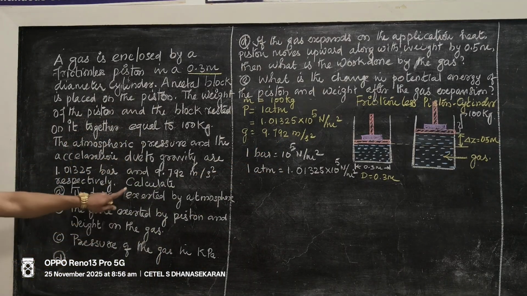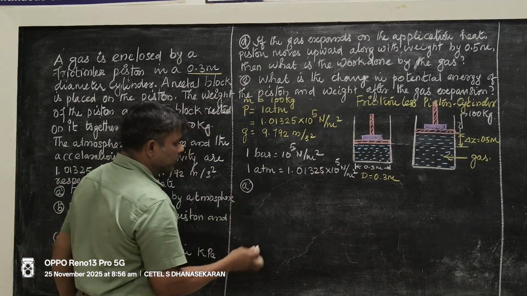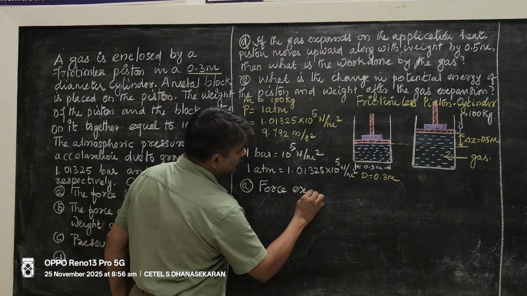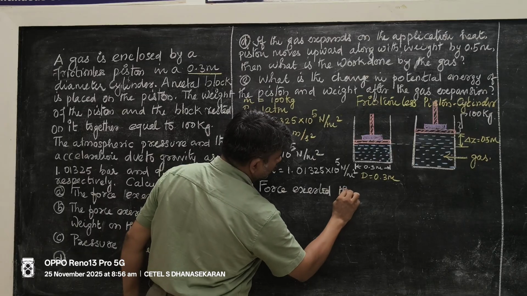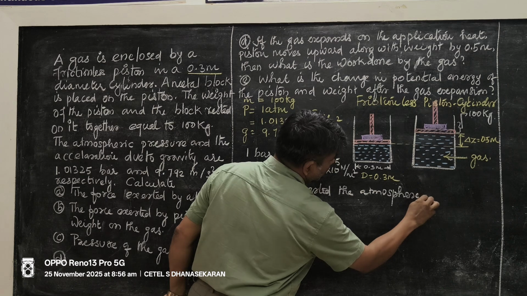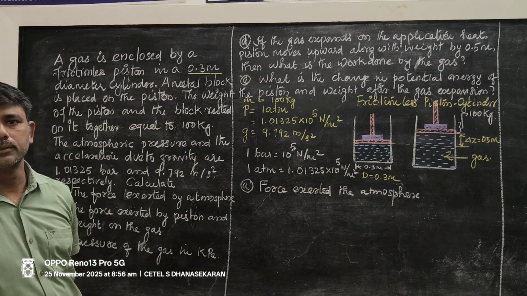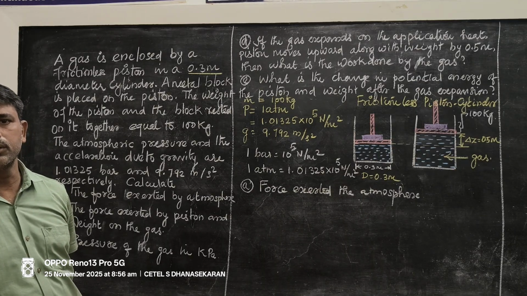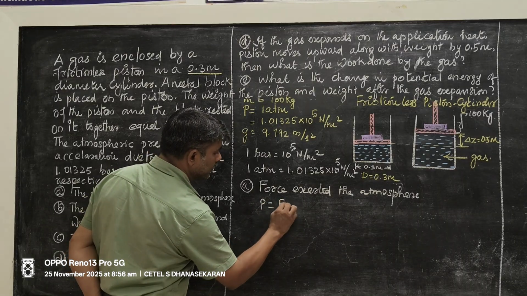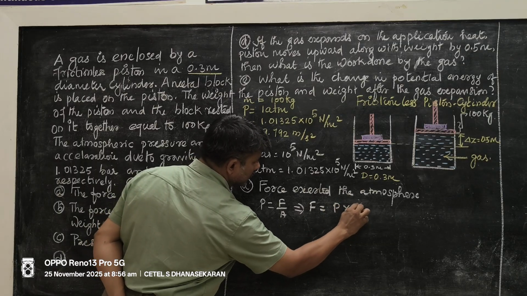The question is, calculate the force exerted by the atmosphere. Answer for section 1, force exerted by the atmosphere. So what is the definition for force? Pressure is equal to force per unit area. P is equal to force per unit area. Obviously, force F is equal to pressure into cross-sectional area.